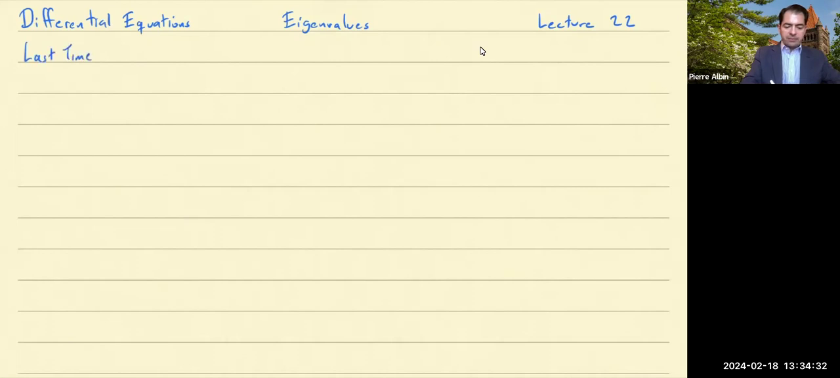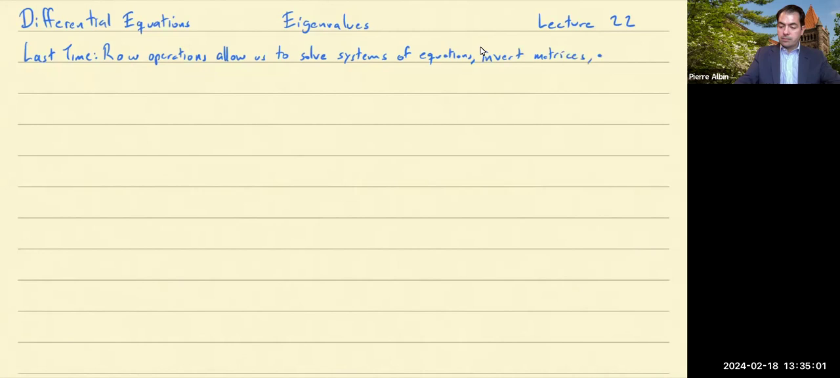Last time, we talked about row operations. And in particular, we saw how row operations allow us to solve systems of equations, invert matrices, and compute determinants.